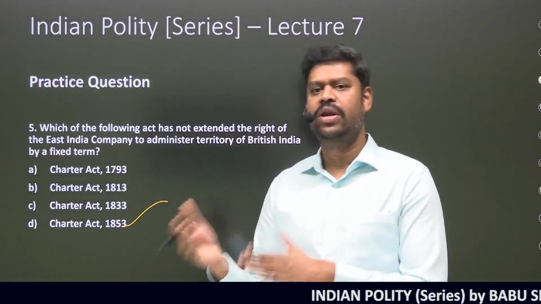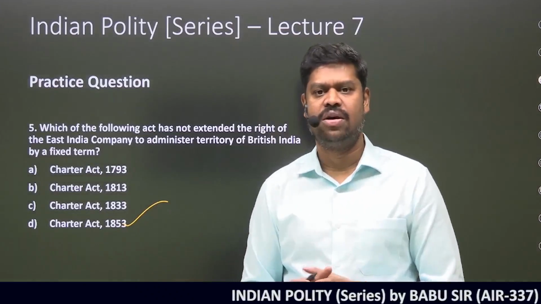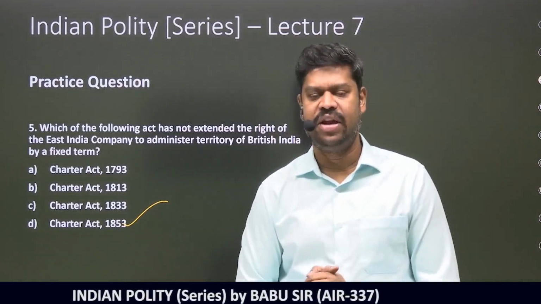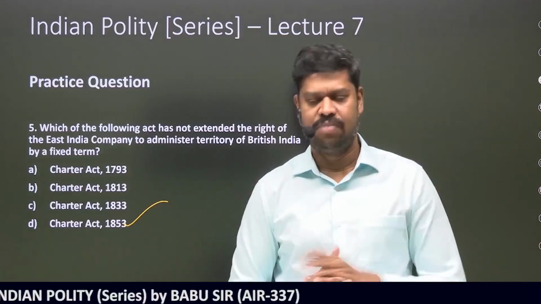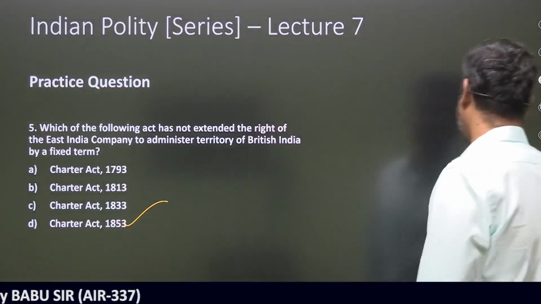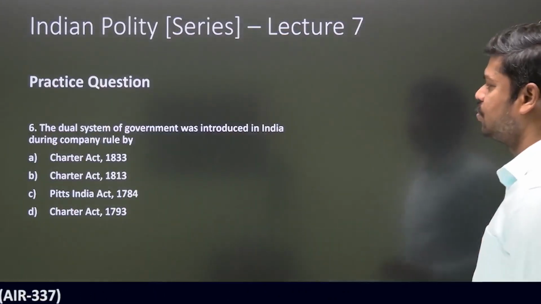And then subsequently in 1857, the revolt of 1857 happened, and then the Government of India Act 1858 was passed, and the British Crown directly took up the administration. So the right answer is option D. Come to the next question.